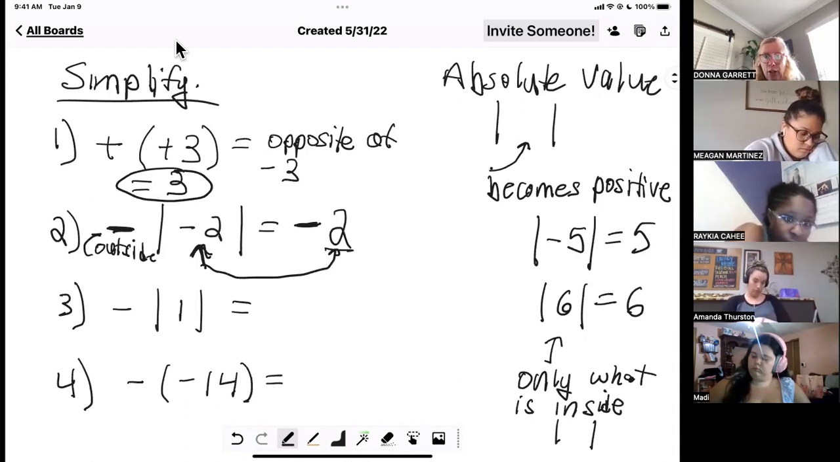Three, we have the absolute value of 1. That's positive already, so that stays positive. But I have this negative on the outside. So the negative on the outside stays, but 1 stays 1 because it's already positive, -1.